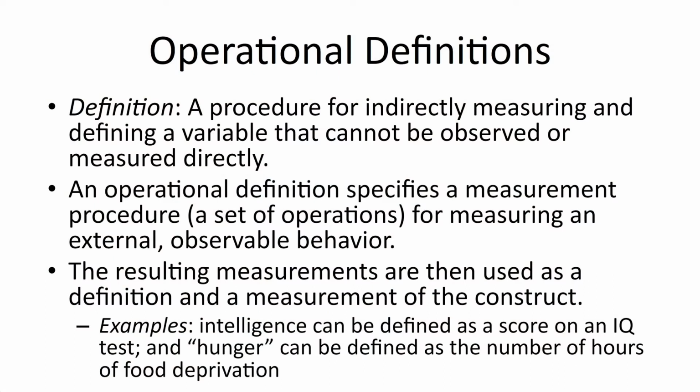So what we use are called operational definitions. This is a procedure, it's a set of instructions for indirectly measuring and defining a variable that cannot be observed or measured directly. Now, an operational definition specifies a measurement procedure for measuring some kind of external observable behavior. In other words, what we're doing when we use an operational definition is we're saying, I'm going to measure this thing that I can't really see by looking at stuff that's related to it that I can see.